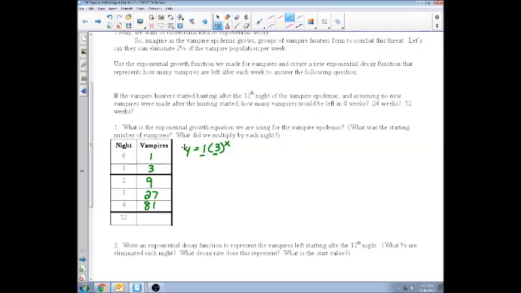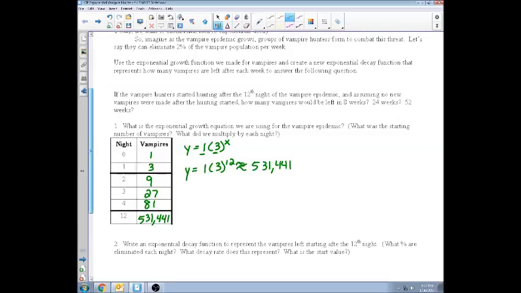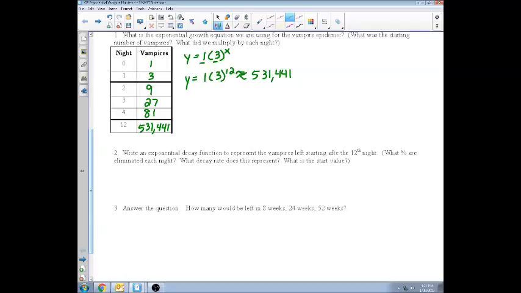On the 12th night, what we can do is figure out how many there would be on the 12th night. So y equals 1 times 3 raised to the 12th power, which would get us about 531,441 vampires on the 12th night, or after the 12th night. Okay? So that is how many vampires would exist using exponential growth.